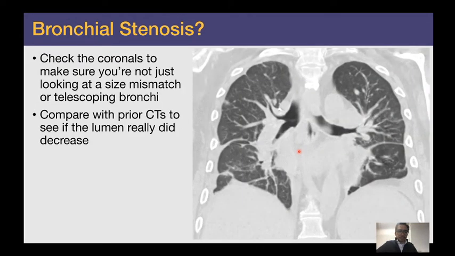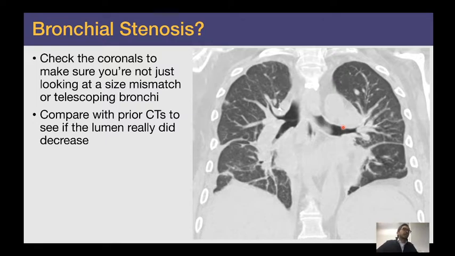A diameter decrease of greater than 50% is called severe, and a diameter decrease of less than 50% is mild to moderate. Okay, another tip for these bronchial stenoses is you want to look at the coronal images to make sure that you're looking at an actual stenosis and not just a size difference between the donor and the recipient bronchus. Like in this case, the donor lung really was a lot smaller than the recipient. So you could see that there's this shouldering or shelf at the anastomosis here and here.